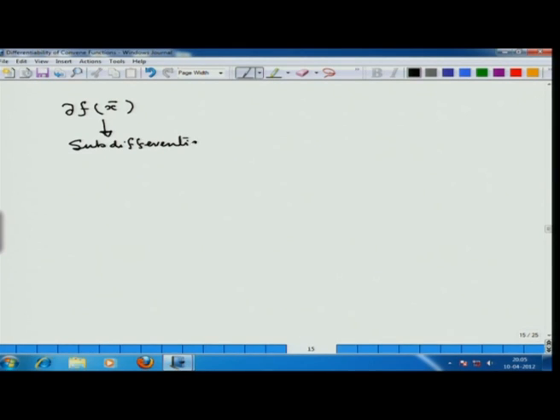So, how does the subdifferential look? It consists of all possible v in Rn which satisfies the property f(y) minus f(x bar) is greater than or equal to v times (y minus x bar) for all y in Rn. So, I collect all such possible v's.